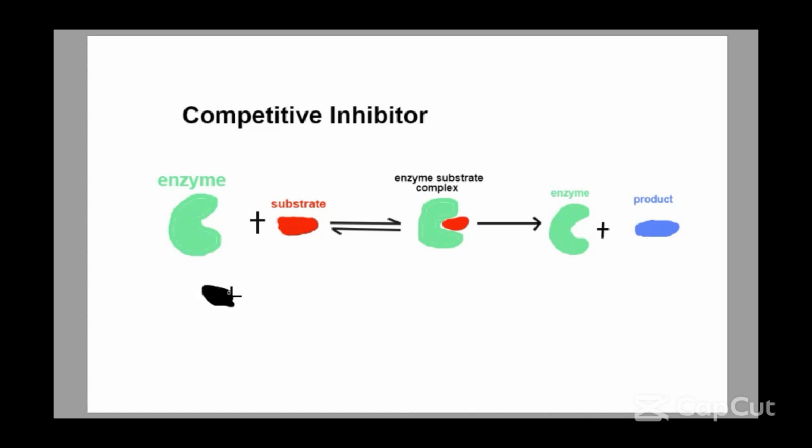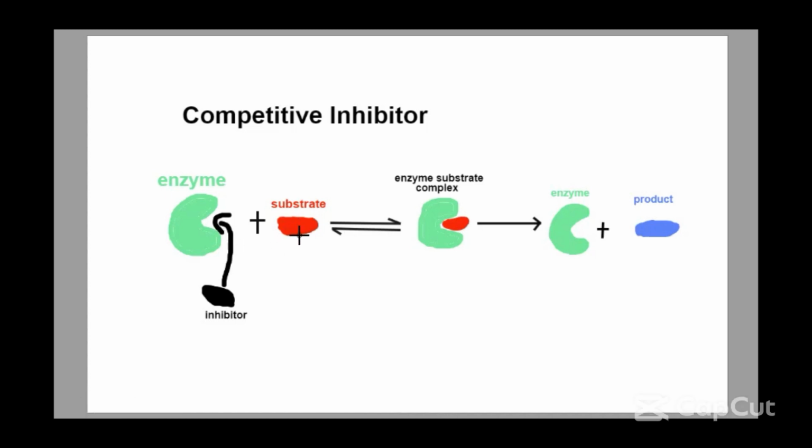So I draw here a black one. This represents an inhibitor. The competitive inhibitor is structurally similar to the normal substrate, so you can see there in this red one, the structure looks almost exactly similar. What happens in this reaction is, as the substrate tries to react with the enzyme, the inhibitor will come in here, in this active site of the enzyme, and bind into the active site of the enzyme.